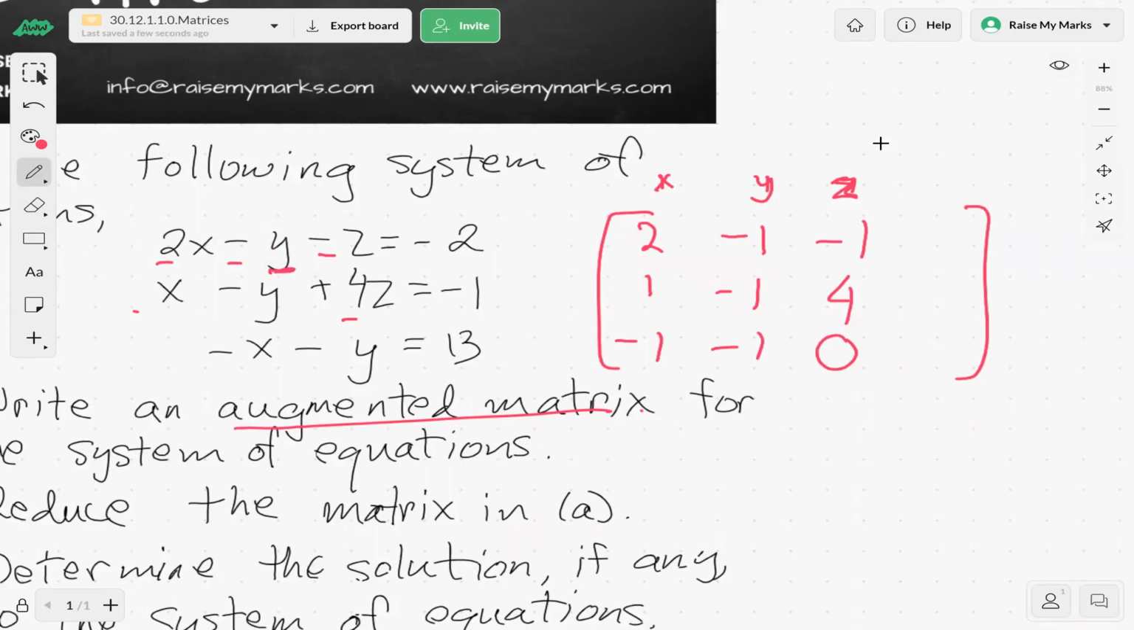If we look at our equal sign, all the numbers on the right-hand side of the equal sign, we're going to put those numbers in the fourth column, the last column of our matrix. So we're going to put our -2, our -1, and 13. So now we have an augmented matrix for a linear system. So this is the augmented matrix. Good. That takes care of part A.